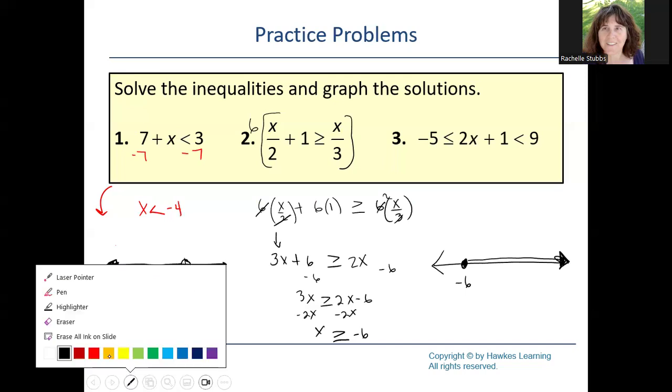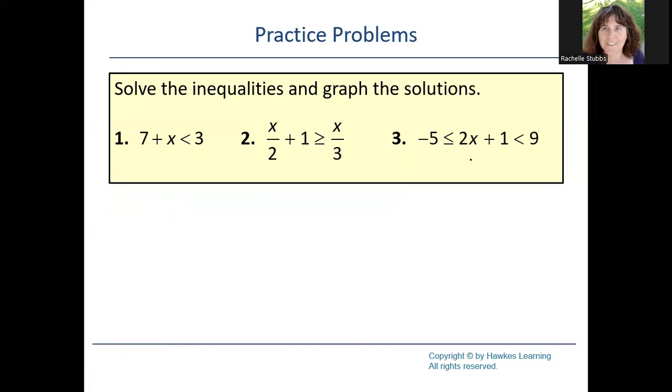And now number 3, our last one. This is a compound inequality. I am trying to get x out by itself. Let's look at the middle. What do I need to do? I need to subtract 1. If I do it here, I need to do it over here and over here. That leaves me with negative 6 less than or equal to 2x, which is less than 8. And now I'm going to divide by 2. It's a positive number, so I don't worry about flipping my inequalities. They stay the same. Negative 3 is less than or equal to x, which is less than 4.